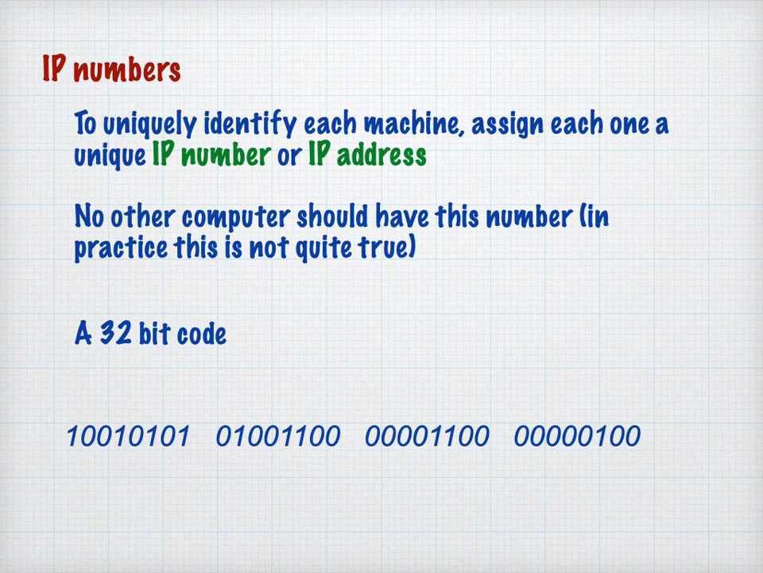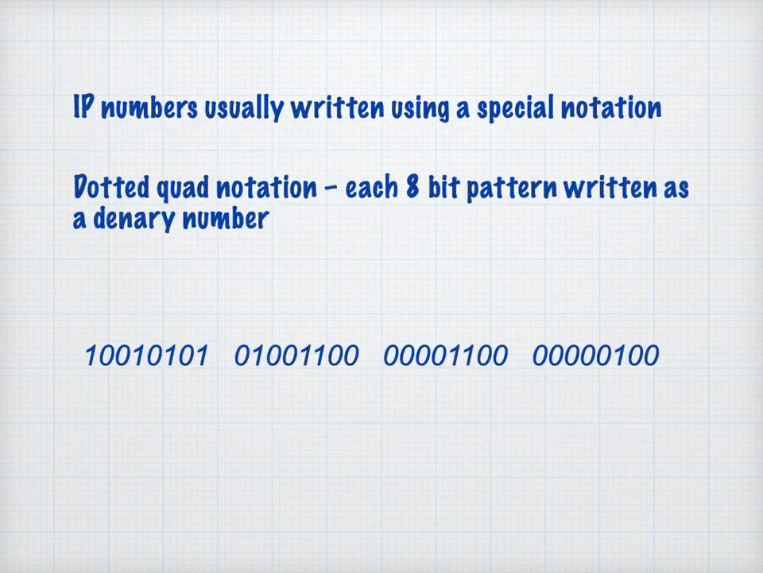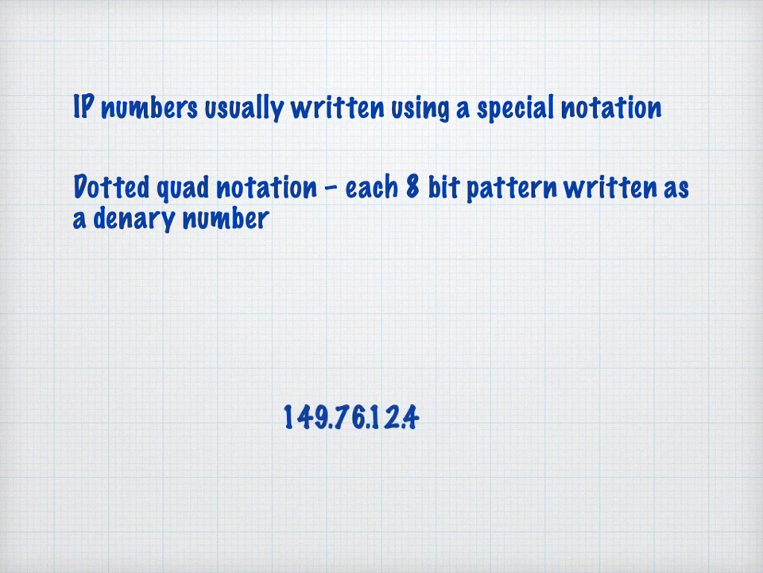Often it's written down using a special notation called dotted quad notation. What happens is each 8-bit pattern is written down as a base 10 number. So for example, that pattern there, you could go through and convert it, and it would be 149.76.12.4. That's a very common pattern that you'll see all the time. What we're really talking about here is an IP number, the address of a machine.